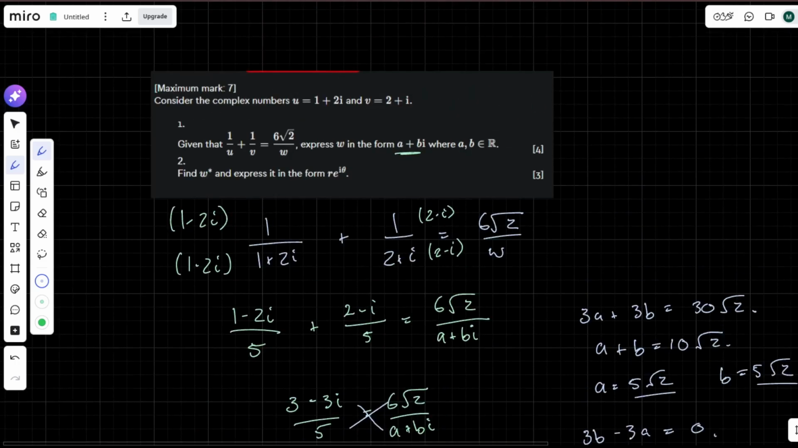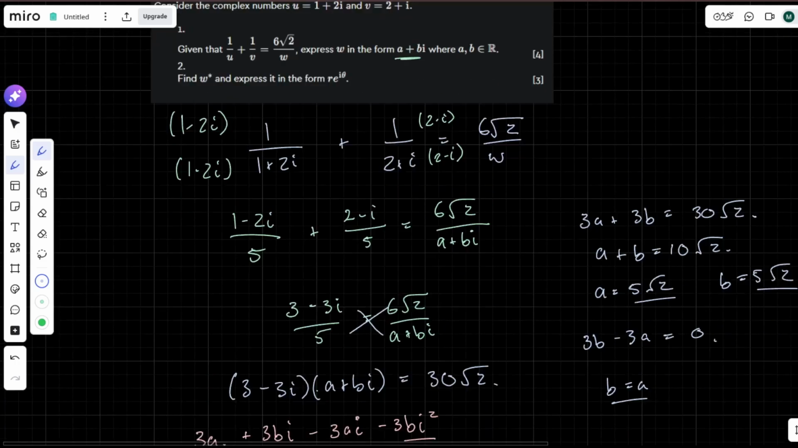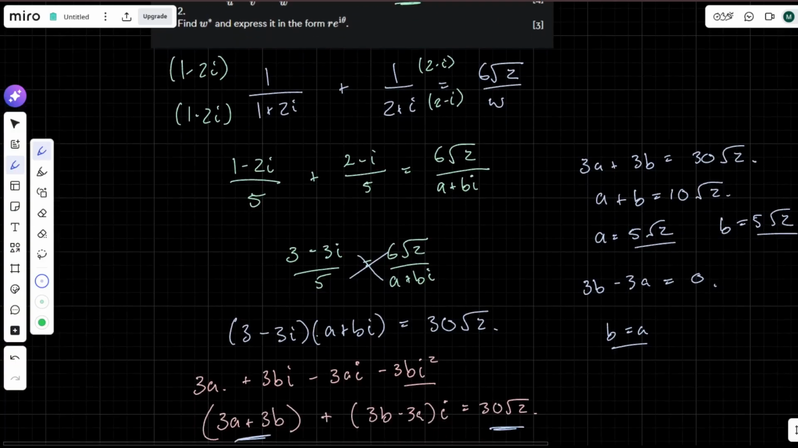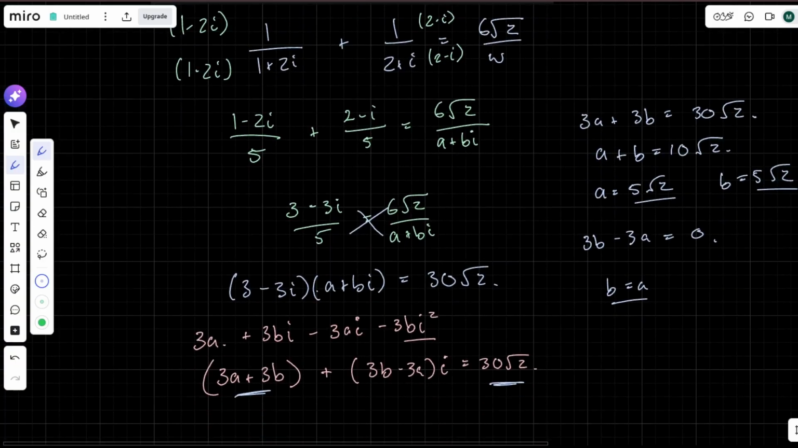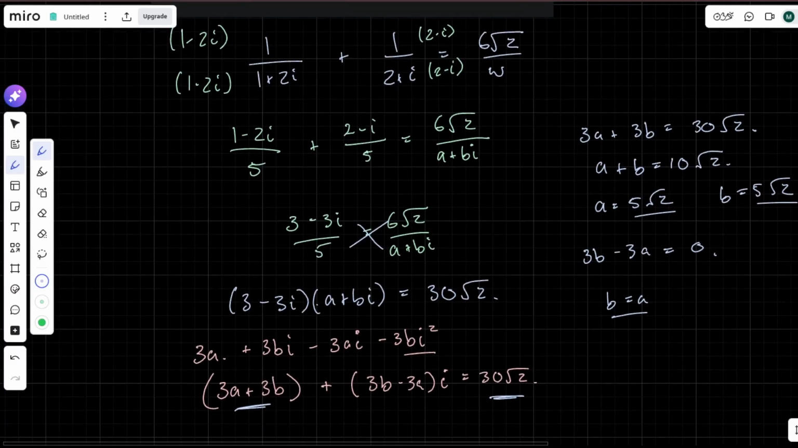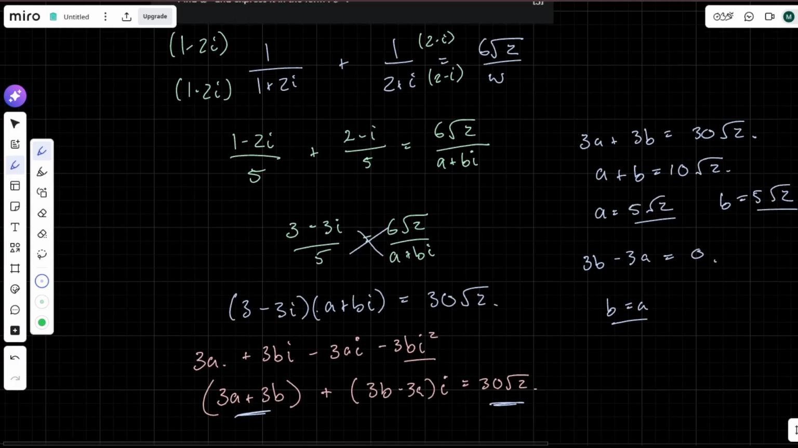That does feel odd. I don't know why that feels odd to me, but it does. I'm just double checking the working out. 5 times 6 root 2, yes. We've got 1 minus 2 root 2. That does give us 3. It gives us minus 3i. We're over 5. Yeah, I think this is correct.